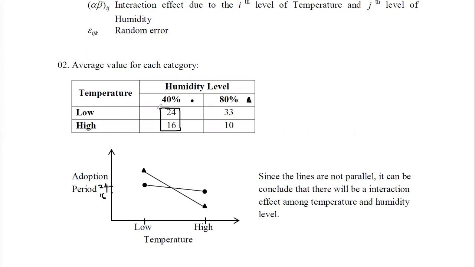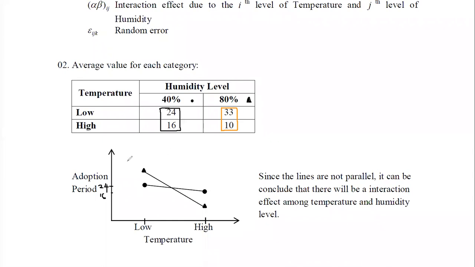Now it is finished for the 40%. Now I am taking the 80%. For the 80%, I have two other values, 33 and 10. Those two values have to be marked on the graph using a different notation. Here the triangle was used.